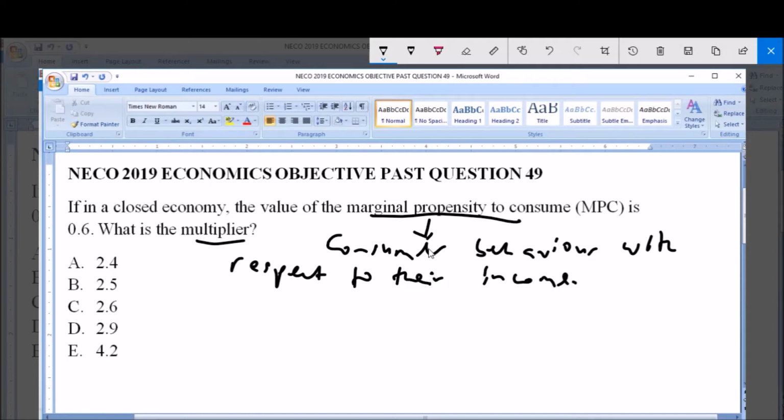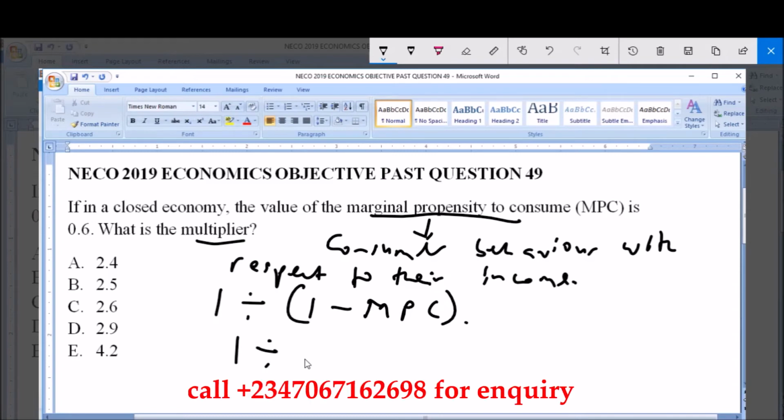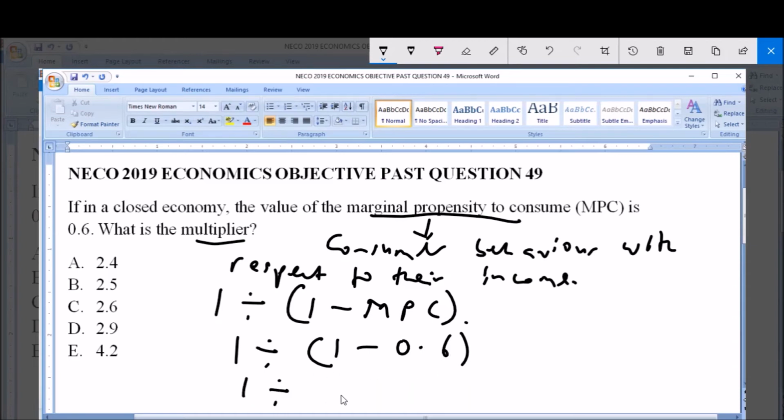Now, in order to calculate multiplier from MPC, the formula for doing that is 1 divided by 1 minus MPC. So the MPC in this case is 0.6, so we insert that into our formula. Multiplier equals 1 divided by open brackets 1 minus 0.6. So what that gives us is 1 divided by 0.4. Of course, 1 minus 0.6 is 0.4.